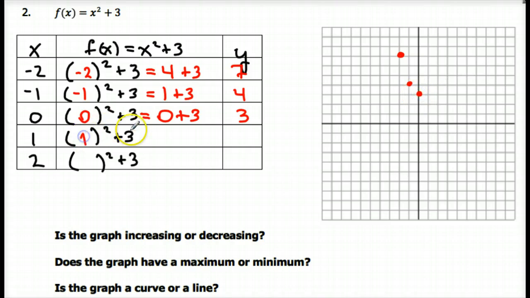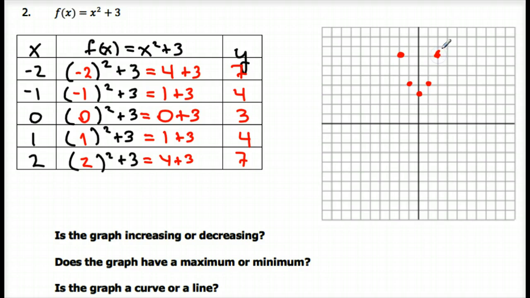Plug in 1. 1 squared is 1. Plus 3, you get 4. So again, the point 1, 4. And finally, we have the 2 to plug in. 2 squared is 4, so 4 plus 3 is 7. You get the point 2, 7.